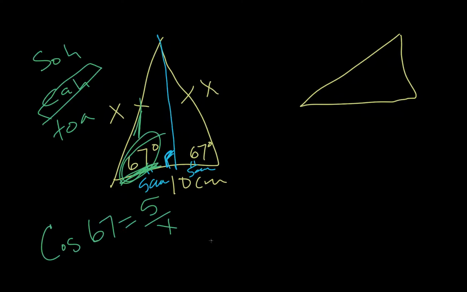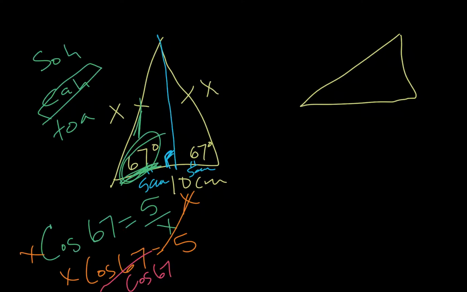We want to solve for x, so I'm going to multiply both sides by x, and we get x cosine 67 equals 5, because those x's cancel. Then we want to get x by itself, so we will divide both sides by cosine 67. That leaves us with x equals 5 over cosine 67. We plug that into a calculator.